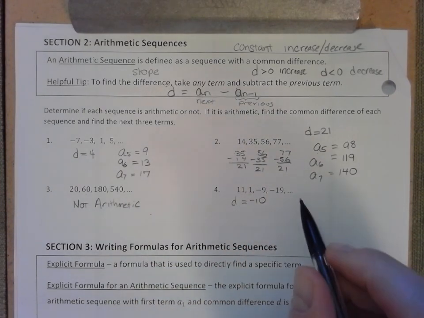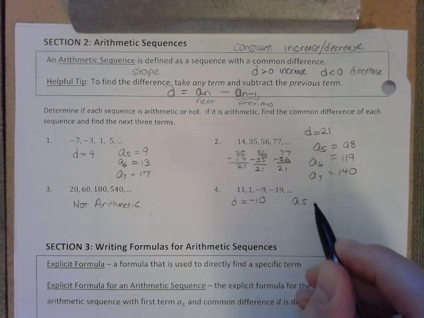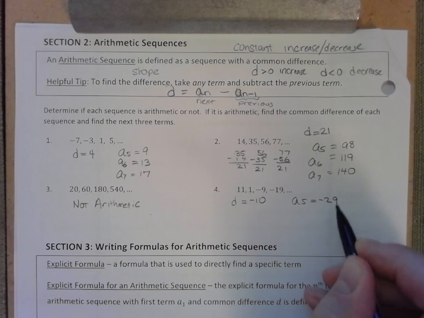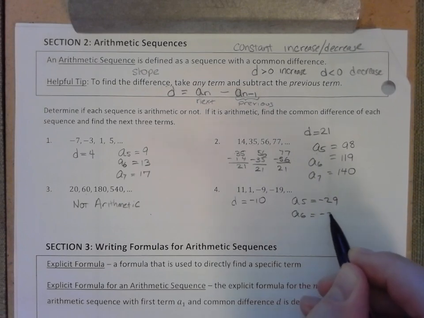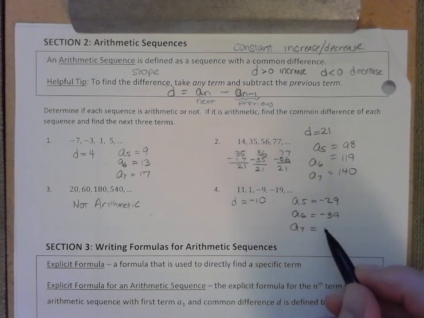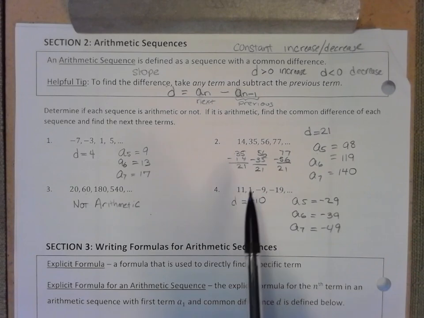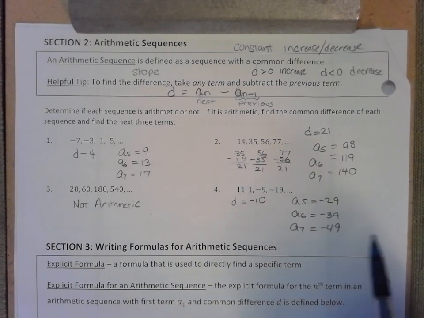Find the next 3 terms in the sequence. 1, 2, 3, 4, so the fifth term is 10 less than negative 19. The sixth term is 10 less than negative 29. And the last term we need to find is negative 49. Again, sequences are an ordered list of terms. They do have a beginning term, which we call the first term. It doesn't have an ending term. This does go beyond the 7th term.